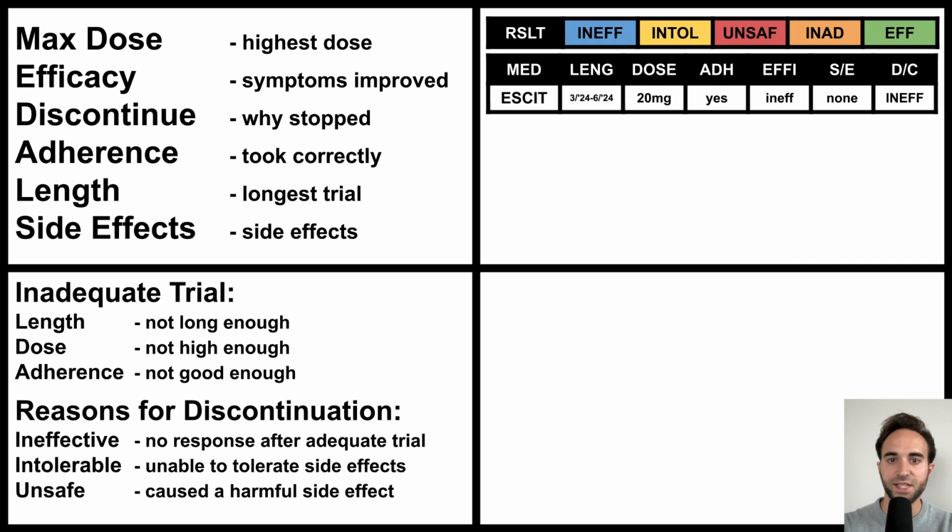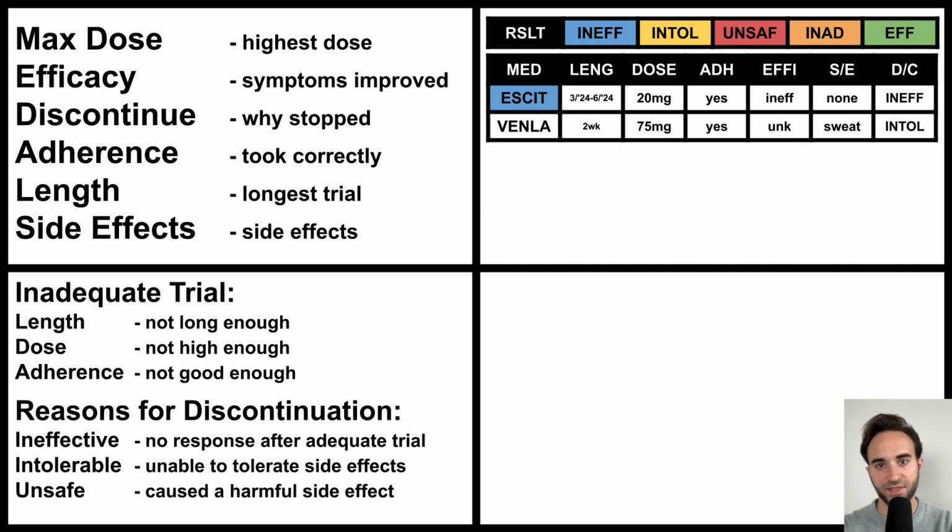The first example is escitalopram, which was tried from March to June, about 3 months, achieved a max dose of 20 milligrams, adherence was good, but the medication was ineffective and had no side effects. Therefore, this was an adequate but ineffective trial, and was discontinued for a legitimate reason. Next is venlafaxine, which was tried for 2 weeks at a max dose of 75 milligrams, with good adherence, but caused an intolerable side effect of excess sweating. Therefore, this was an intolerable trial, and was discontinued for a legitimate reason.